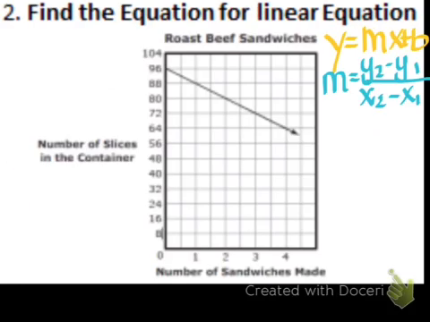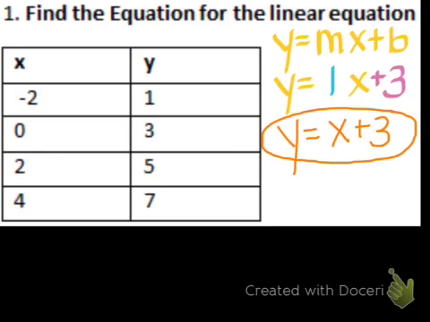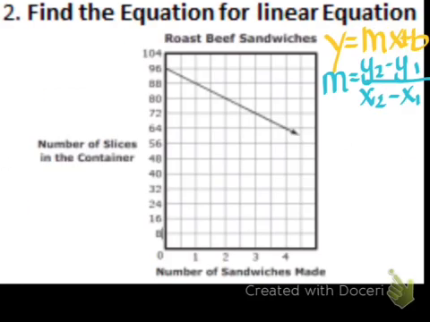Okay, here we have another problem where we're going to be doing the exact same thing. It's asking us to find the equation for the linear equation. The only thing that's different about this one from the last question is that instead of giving us a list of coordinates, they are giving us a graph, and we're going to have to pull those coordinates off the graph. So when I look at this, I can see a point right here and right here. And you can see those continue on.